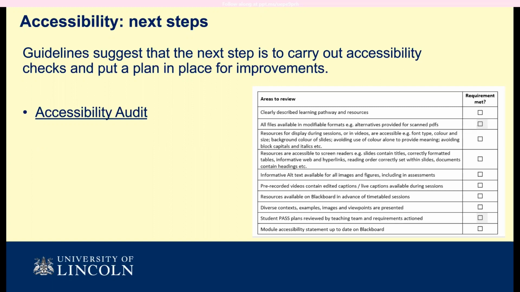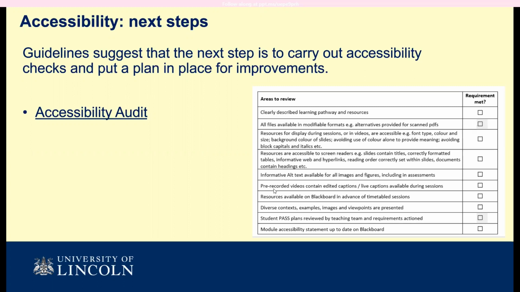And we would pick a week of each module and then go through and look at the resources and check for things like files being available in modifiable formats, that resources are accessible in terms of font type, color, size, the background color of the slides, avoiding block capitals and italics for students with dyslexia, that slides have titles so screen readers can navigate through them, that the hyperlinks are informative, that the reading order is set correctly, and that all images have alternative texts, etc.